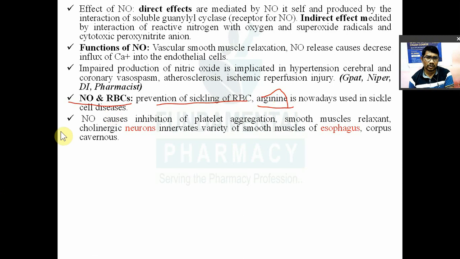Nitric oxide will cause inhibition of platelet aggregation. It will cause smooth muscle relaxation. It is a smooth muscle relaxant. Okay, cholinergic neurons innervate a variety of smooth muscle. जो असली cholinergic neuron है वो क्या है? बहुत सारे smooth muscle को supply होता है उसको.